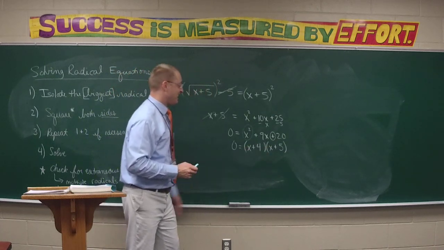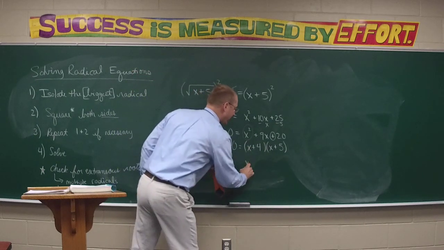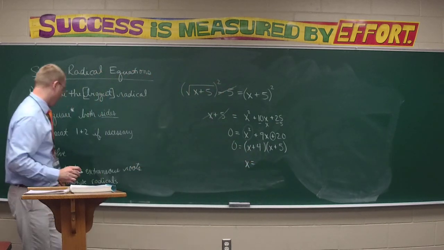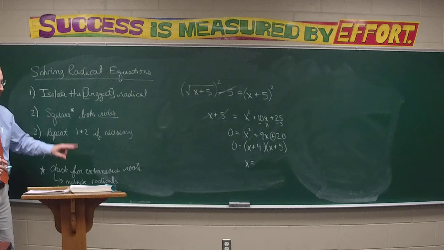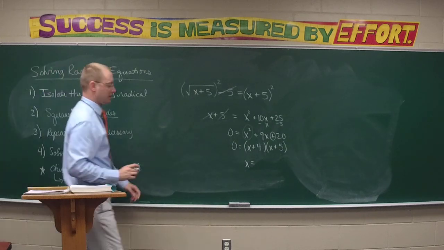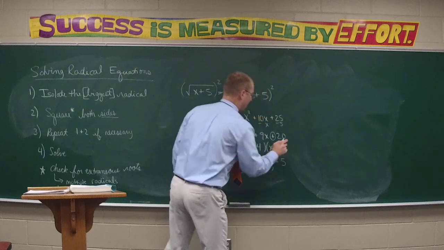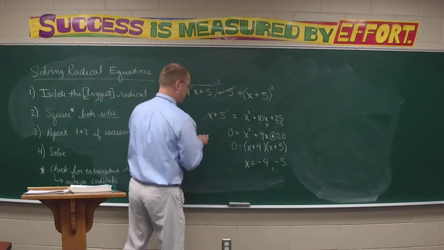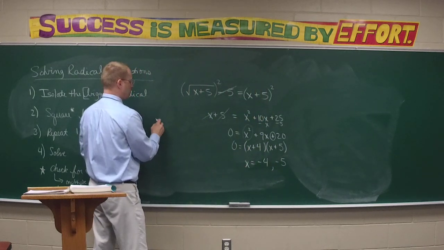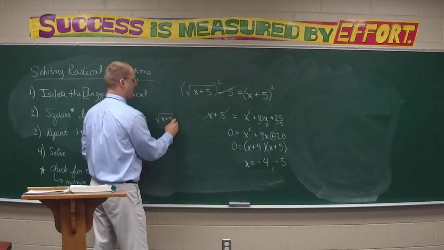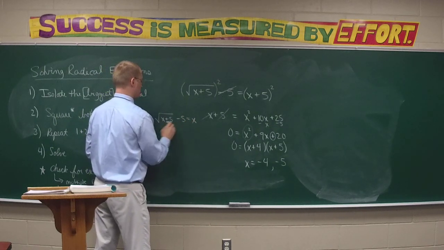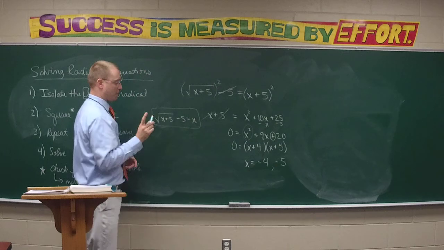All right, and then we set each of these equal to 0, and I get multiple roots. What are my 2 possible answers for x? Negative 4 and negative 5. I want to go back to the original problem. Remember, originally this was the square root of x plus 5 minus 5 equals x. Let's try plugging in these values.